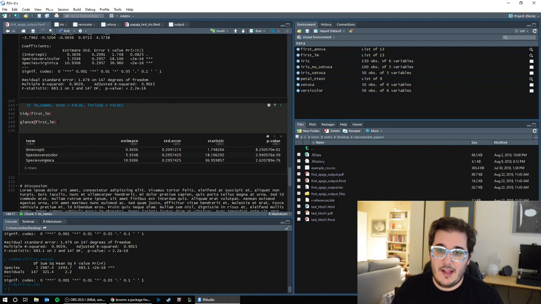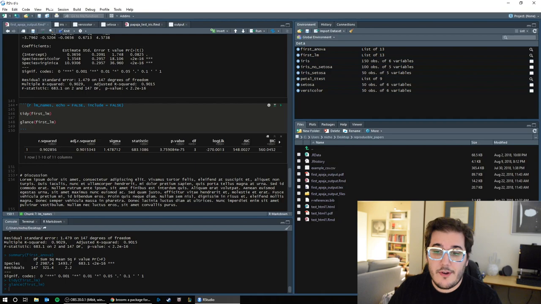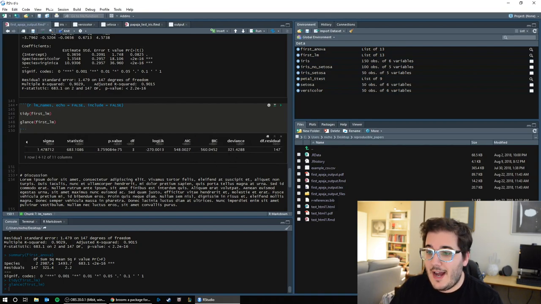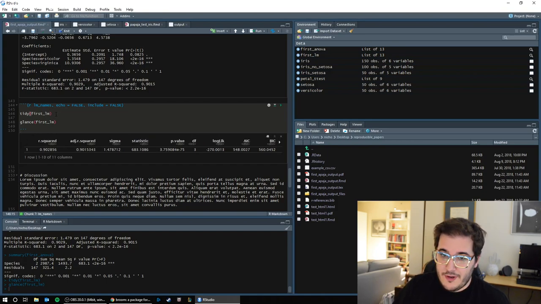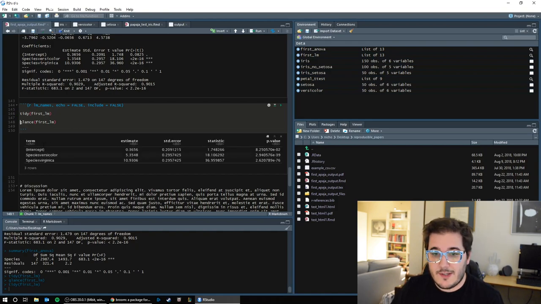Cool. Now if you wanted to look at the model parameters, we would use the function called glance. So glance first_lm, and here you can see your R-squared, your adjusted R-squared, your sigma, your test statistic, which in this case is F, the p-value for that, your constrained degrees of freedom, which is 3. And then if you go further over here, you have your log likelihood, your AIC, your BIC, these are model fit parameters, your deviance, and your residual degrees of freedom, 147. So 147 and your 3 constrained degrees gives you 150, which is our total sample size N. So here we have both our predictors using the tidy function, which is our species, and then we have our model parameters in glance.